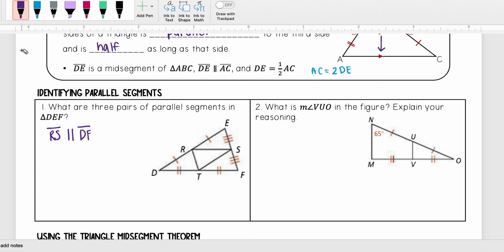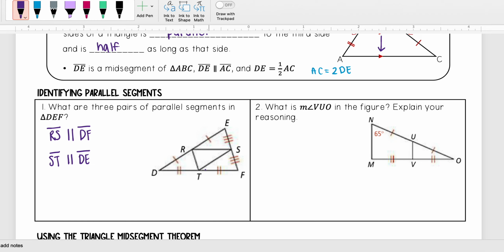Okay, now let's look at ST. So I have my mid-segment ST. The side parallel to it is the side that's going to be opposite. And I see that's going to be side DE. So ST is parallel to DE.